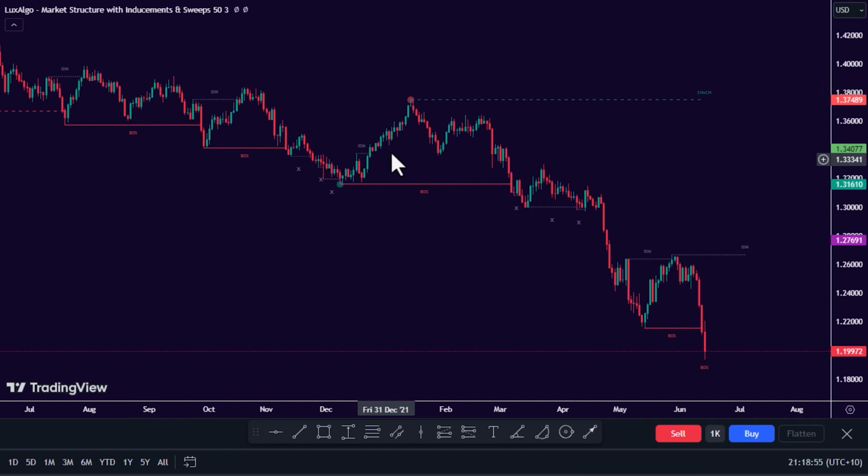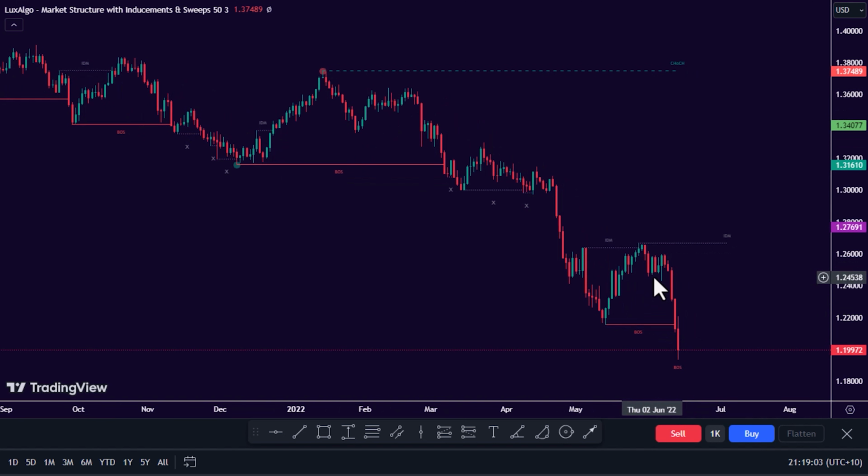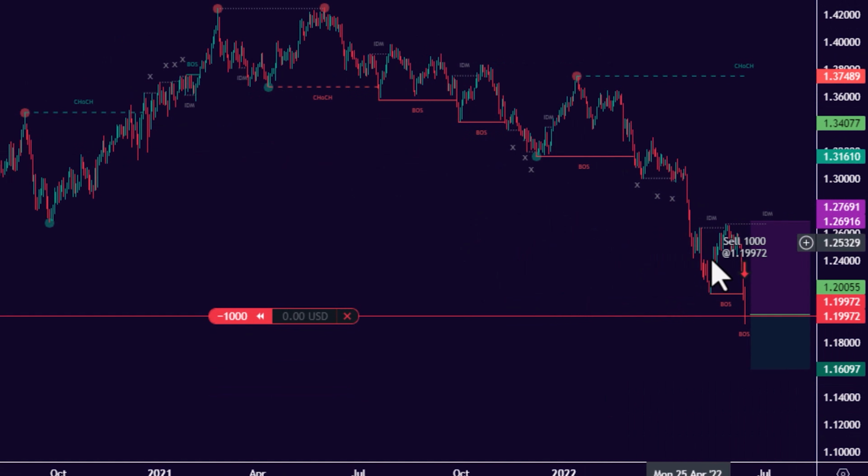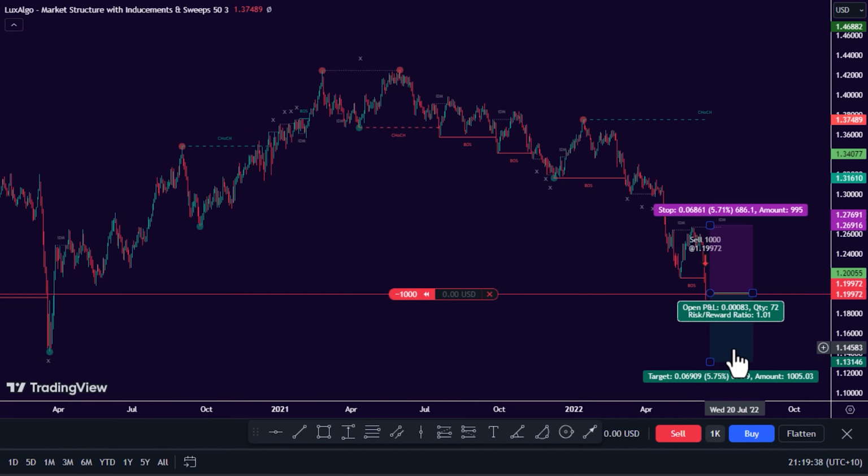How can the market structure with inducements and sweeps indicator be used to trade a bearish market? To ride a bearish trend with the indicator, we need to watch out for a strong bearish breakout below the red BOS, break of structure, in the market. Next, traders need to execute a sell entry once the bearish candlestick closes down out of the BOS. Traders need to set stop loss higher above the IDM structure in the downtrend. Take profit can be set to the next major key level support in the market.